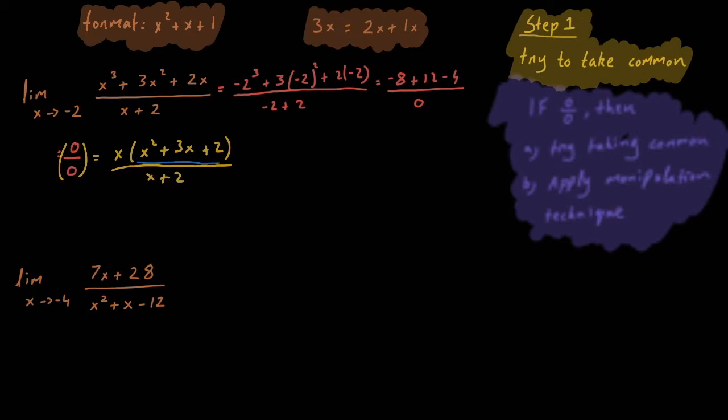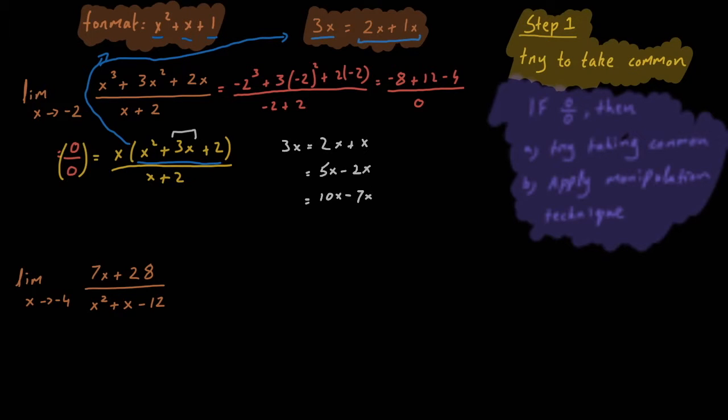Now in the numerator we can see that we have reached this format, which is three values: one is x power 2, one is x, and one is simply a constant. So we can apply the manipulation technique, which is simply to take the x value and convert them into two values. Here the value we have is 3x. Now 3x can be written as 2x plus x, or 5x minus 2x, or maybe 10x minus 7x. There are hundreds of ways to write that, but how do we decide which one to choose?